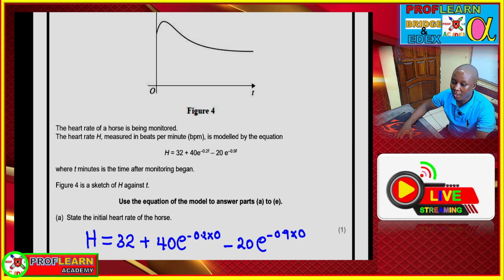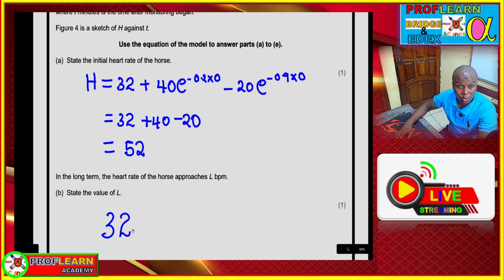For instance, in this particular question that we are having here is about the heart rate of a horse. Then you are told that the heart rate is modeled by this equation: h is equals to 32 plus 40e^(-0.2t) minus 20e^(-0.9t). So you can see now the first question you are being asked, state the initial heart rate. At that point, remember t is equals to 0. And then when you substitute t is equals to 0 anywhere you have t, you're going to get your value being 52.